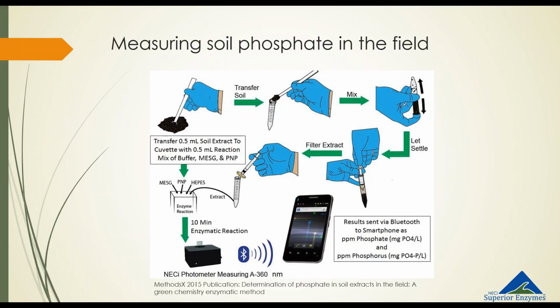But as you can see, it's a pretty simple method. You just mix your soil with water to extract it, let it settle, and then add it to the enzyme mix, and after a 10-minute reaction, you can see how much phosphate is in your sample.